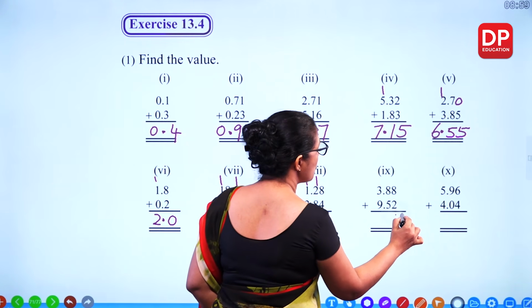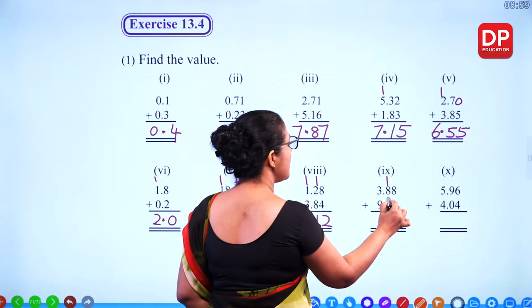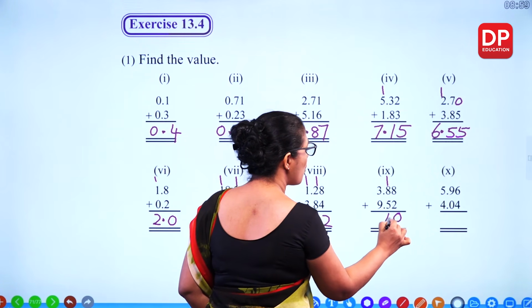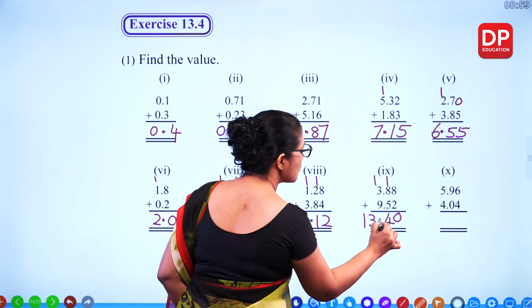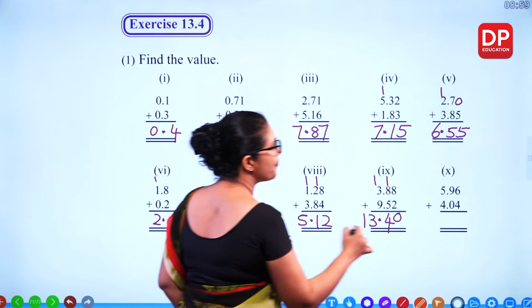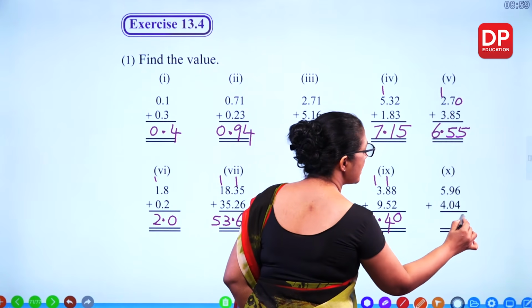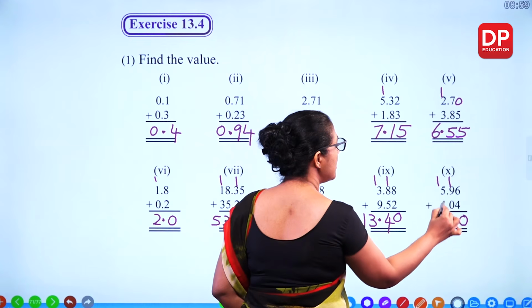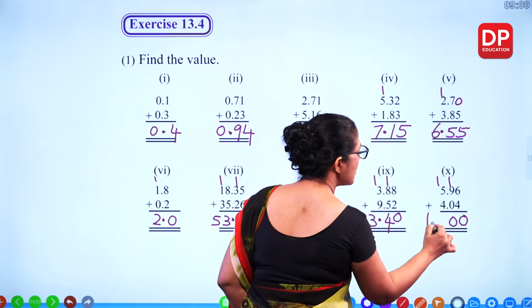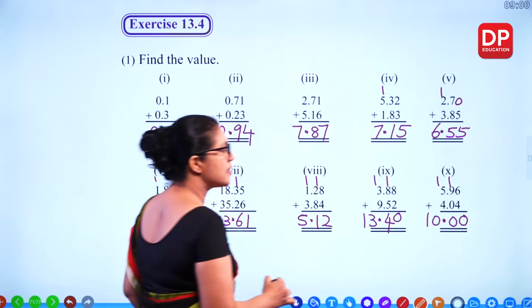8 plus 2, 10. Take 1. 9 plus 5, 14. Take 1 here. 10 plus 3, 13. So 13.40. 6 plus 4, 10. Take 1. 9 plus 1, 10. Take 1 here. So 6 plus 4, 10. So 10.00.